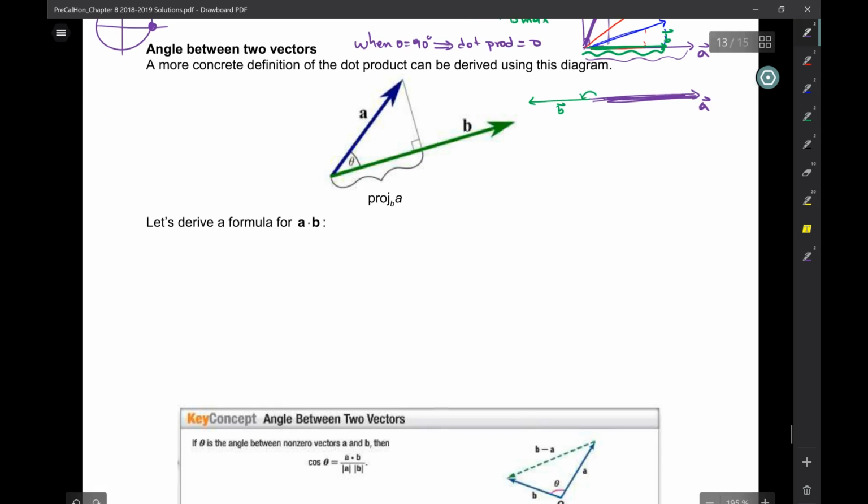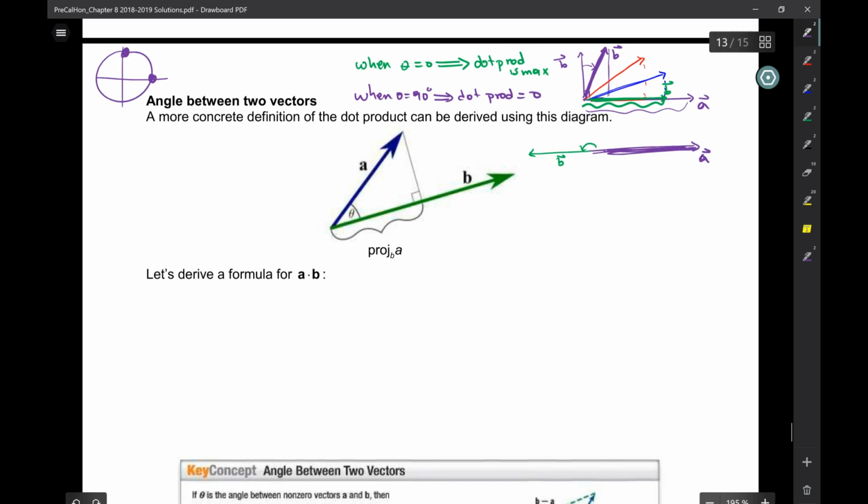Alrighty, so we did this conceptually, and we sort of figured out that this must be connected to a cosine, all right? And like we said, that was a beautiful thing to do. This is how most of these things come into play. You say, okay, now let's see if the math works out. Let's derive a formula for A dot B.